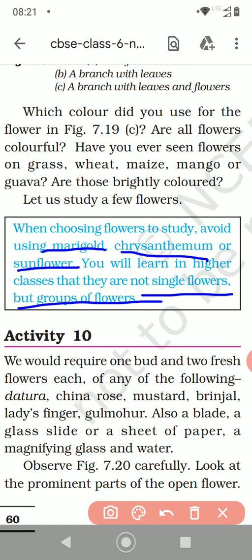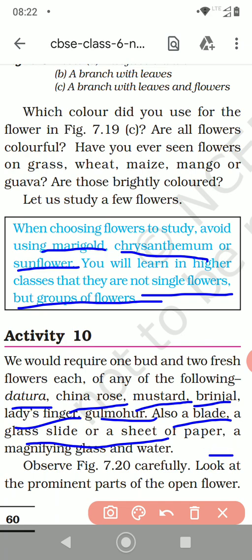Let's move to activity number 10, children. We would require one bud and two fresh flowers each of any of the following. You can take any flower: datura, China rose, mustard, brinjal, ladyfinger, gulmohar. China rose is just jaswant. You can take this jaswant flower. This is very easily available. You also need a blade, a glass slide or a sheet of paper, a magnifying glass and water.